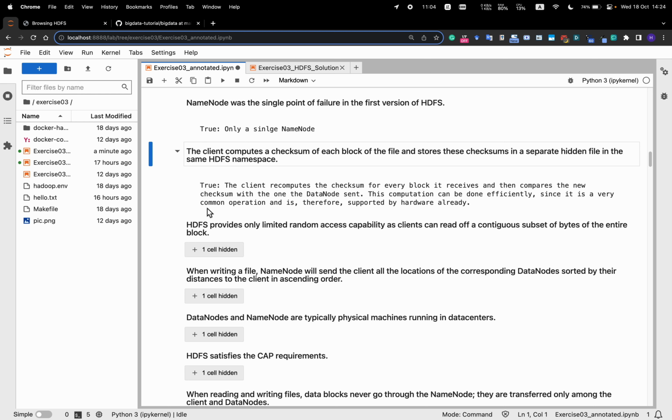And when you request the same block, the data node sends the data block together with the checksum. So once the client receives this data, it will recompute the checksum and compare it with the original checksum to ensure that the data was not corrupted. Although you might think, with lots of back and forth computation, this is inefficient, in fact most of the Intel processors and chips already support this kind of operation in hardware because it's very frequent.